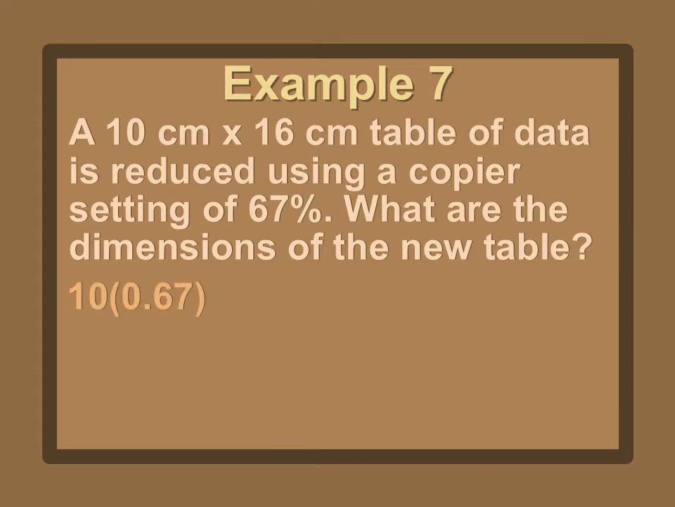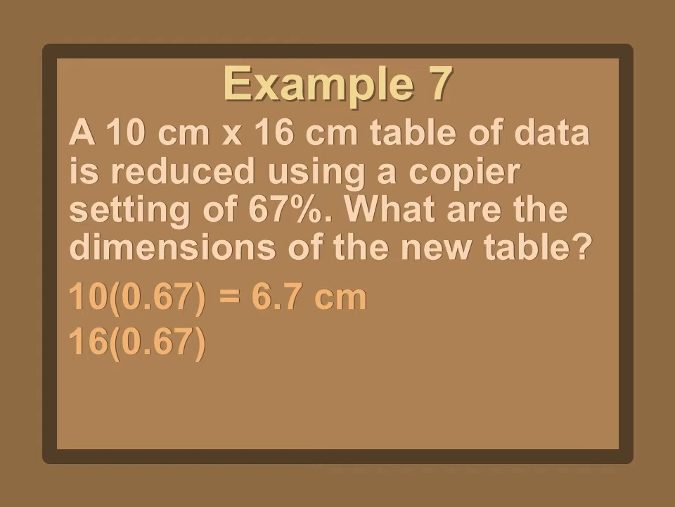Well, let's figure it out. First, we're going to multiply 10 by 0.67. Why are we not multiplying by 67? Well, that's because whenever you have a percent, before you multiply, to get rid of the percent, you divide by 100 or move the decimal twice to the left. That's how we got the 0.67. Okay, when we do that, we get 6.7. So 10 centimeters changed to 6.7 centimeters when we multiplied it by 67%.